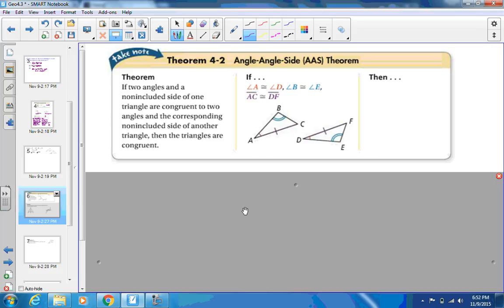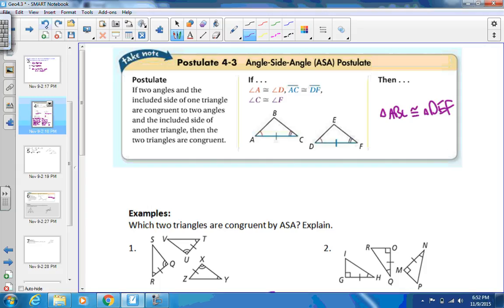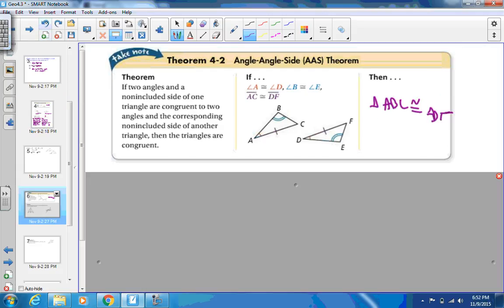So for instance, we have angle A and angle D are both congruent, angle B and angle E are both congruent, and the non-included side, AC, is congruent to DF. Looks like then we have that triangle ABC is congruent to triangle, let's make sure it's in the right order. If I flip that over, it'd be DEF. Right, that'll work. So angle, angle, side.